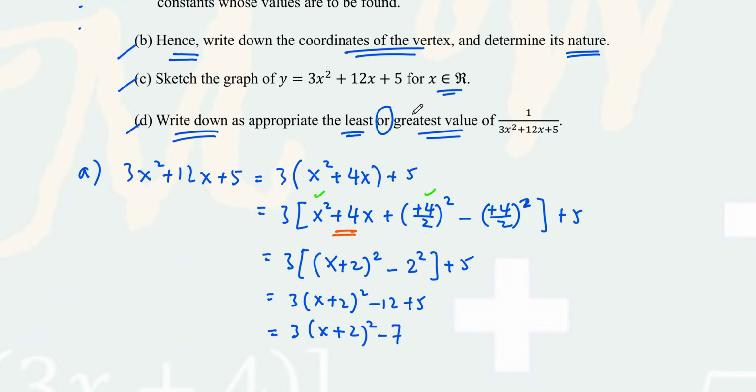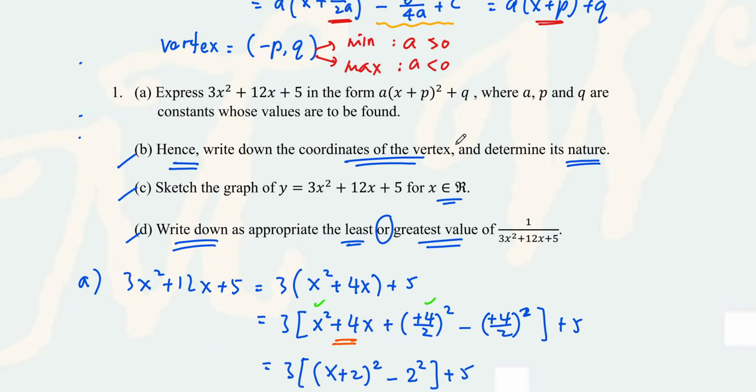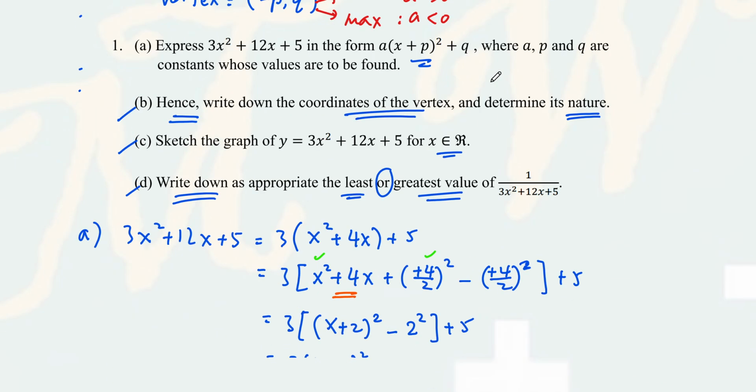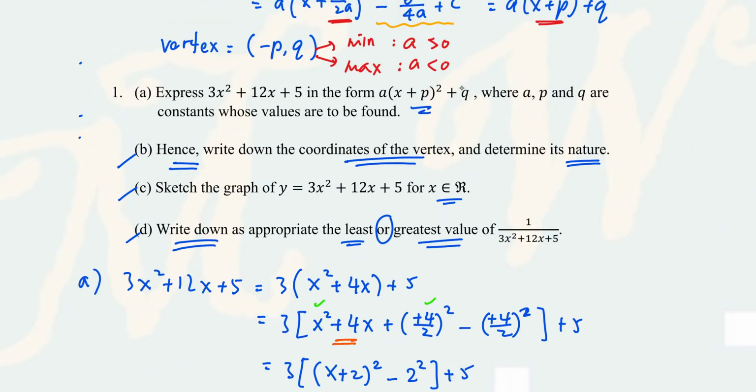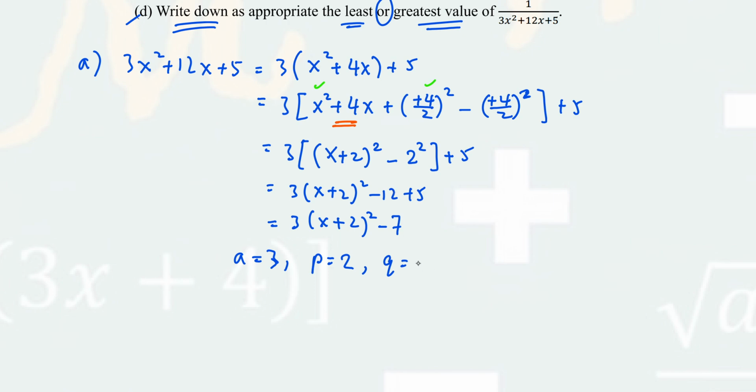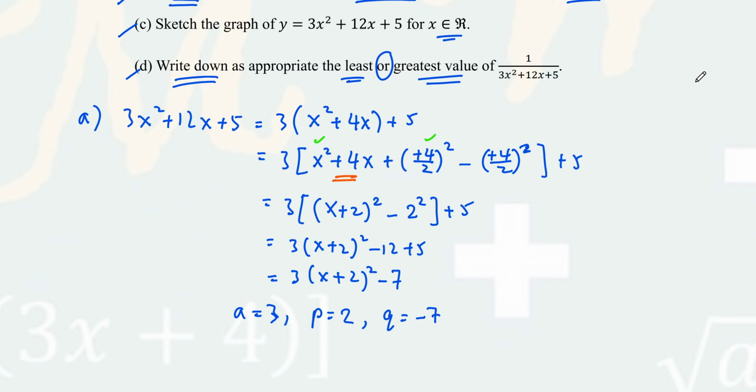So this is our completed square form, which means your a is 3. Your p is going to be, you see here, plus p. When here is plus p, that means here plus 2. So p is 2. Then the q, when you compare, this is plus q, and I'm getting minus 7. So obviously the q is minus 7. So done for the a.